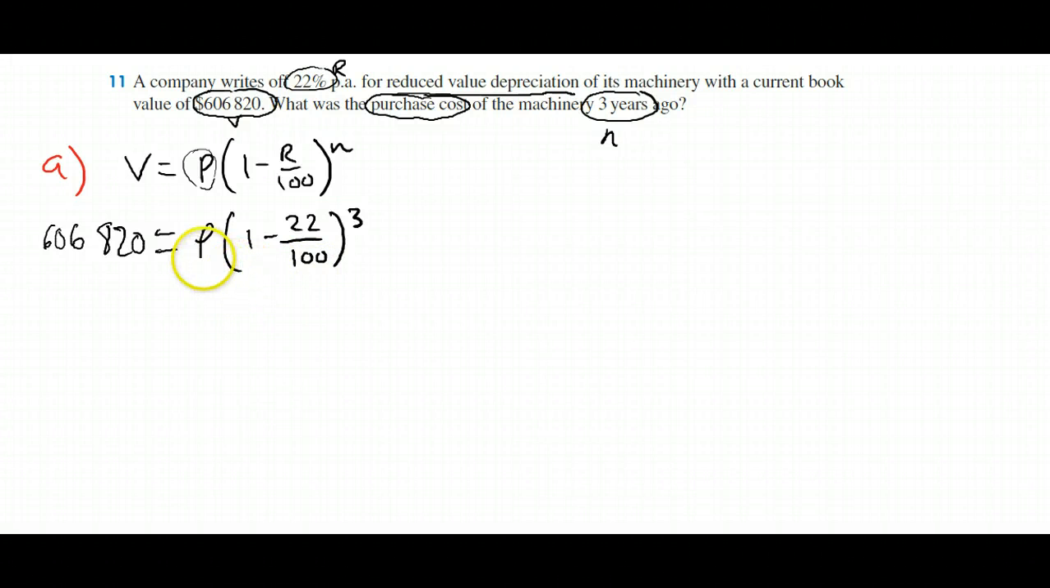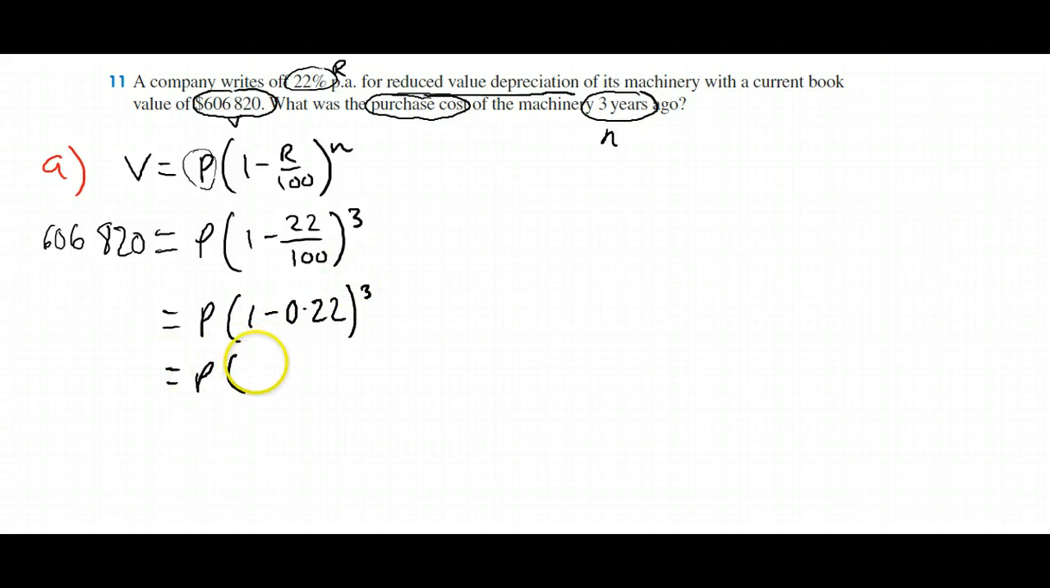Okay, now we want to get P on its own. We want to find out what is P. So in order to do that, let's first work out what's in this bracket here. Now another way of saying 1 minus 22 over 100 is to say 1 minus 0.22, to the power of 3.